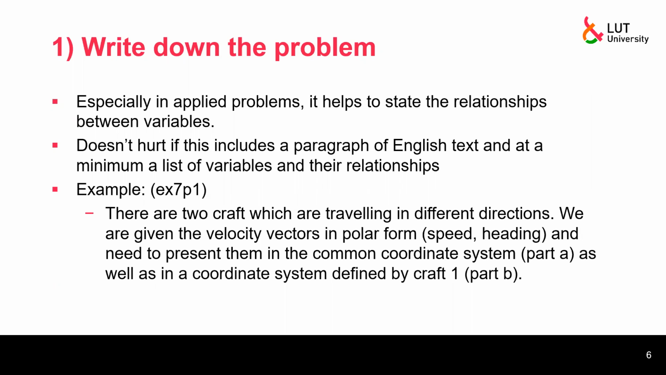So the previous could be stated that there are two craft traveling in different directions. We are given the velocity vectors in polar form, so speed and heading, and we need to present them in a common coordinate system, as well as in a coordinate system that has been defined by the velocity of craft 1.